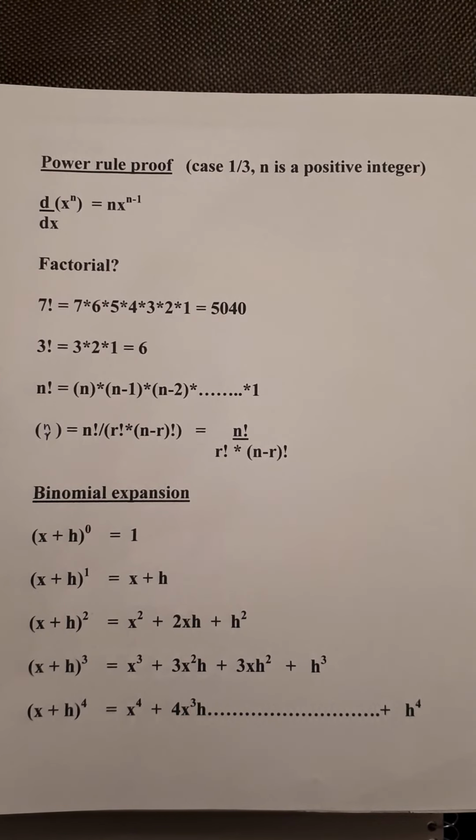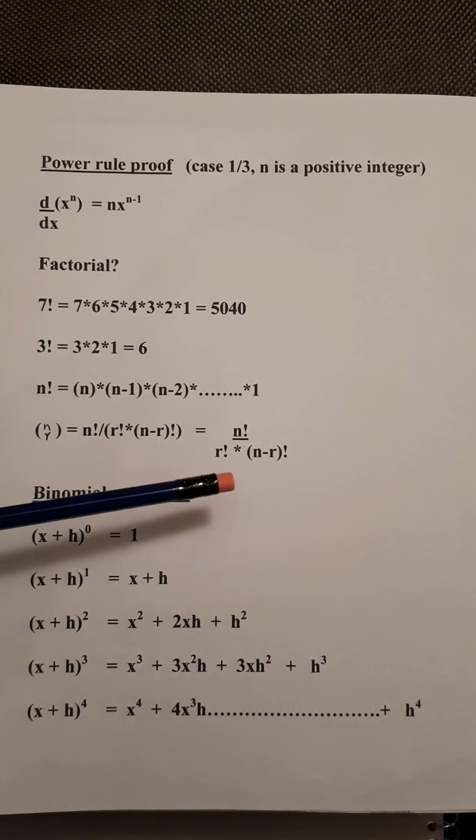Another definition you must know is nCr. It is given by this notation. So nCr is equal to factorial n divided by factorial r times factorial n minus r.